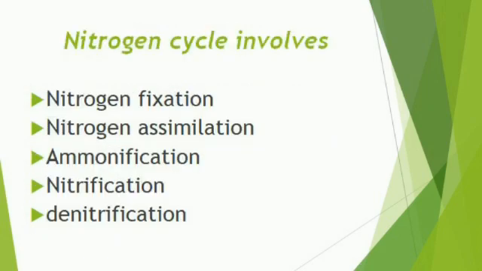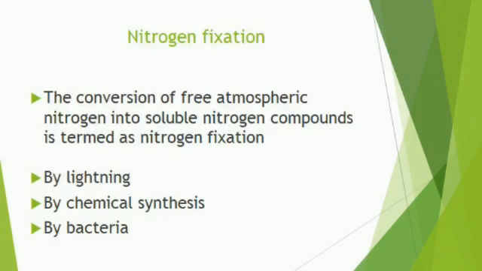Nitrogen cycle involves the following steps. The first one, nitrogen fixation, nitrogen assimilation, ammonification, nitrification, denitrification. Let me repeat. Nitrogen cycle involves the following steps: nitrogen fixation, nitrogen assimilation, ammonification, nitrification, denitrification. Let me explain one by one in detail.